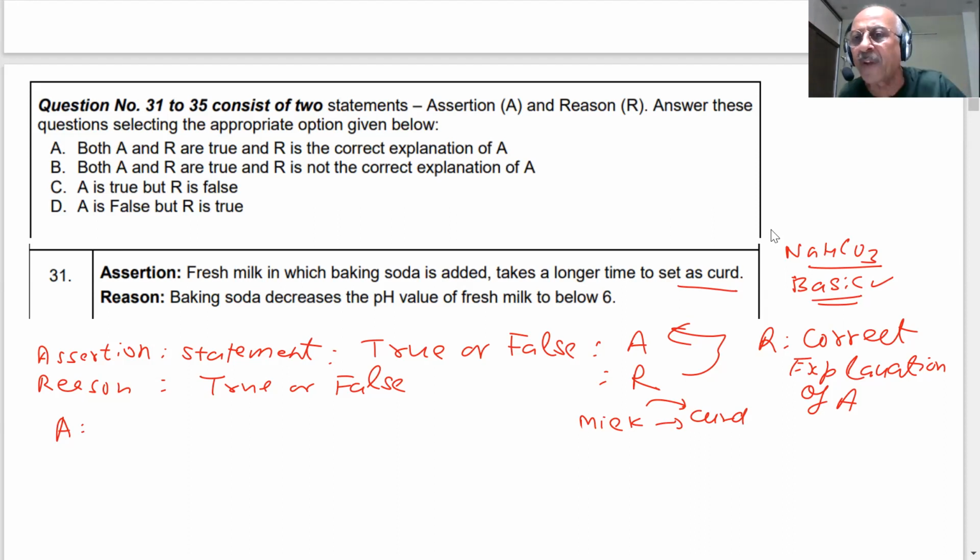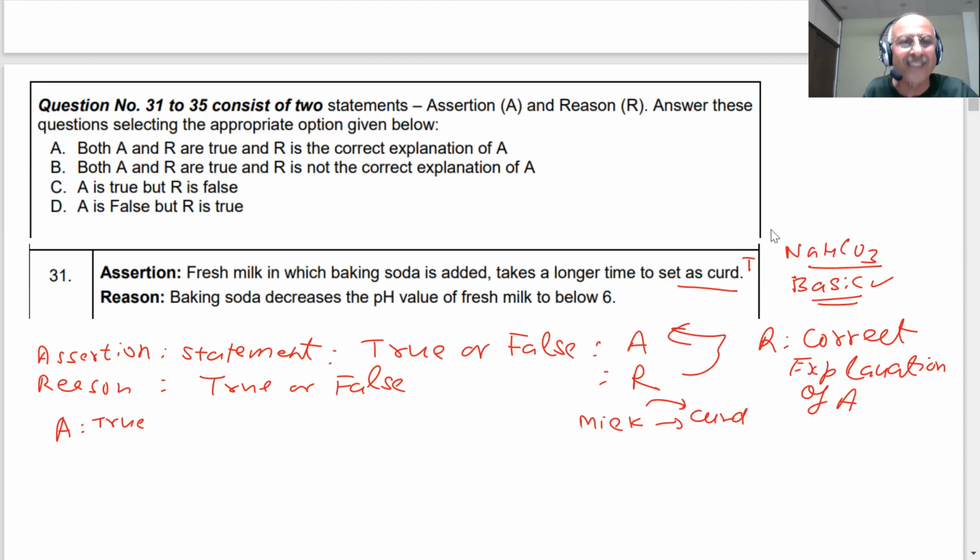Because it is a base, and you know, base reacts with acid. And when acid is less, what will happen? The formation of curd will be delayed. Therefore, we can say that the assertion that fresh milk with baking soda takes a longer time to set is true. So the first assertion is true here, student.